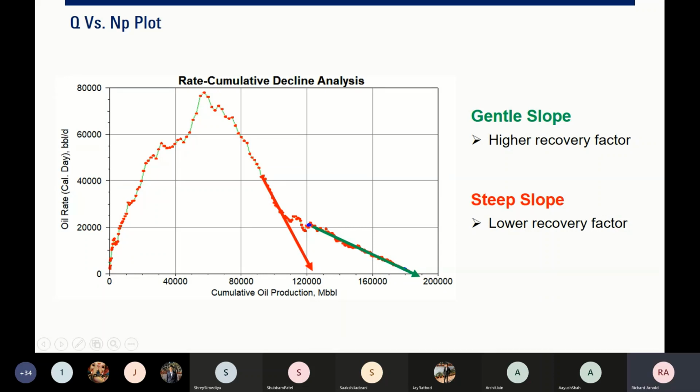But if you have steep slope, you will have lower recovery factor. That's simple, right? So actually, there is a treatment, there is an intervention that finally changed the slope of this plot. And we need to actually know in our production history what really happened around this time, so that the slope changed significantly from previously steep slope to more gentle slope.